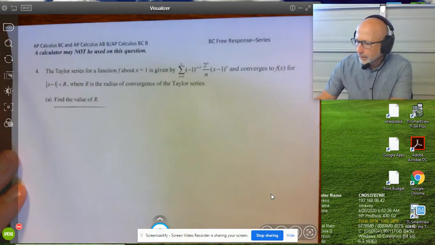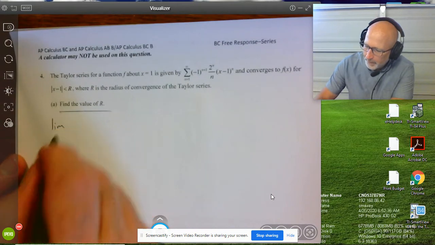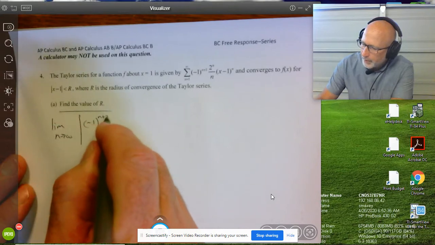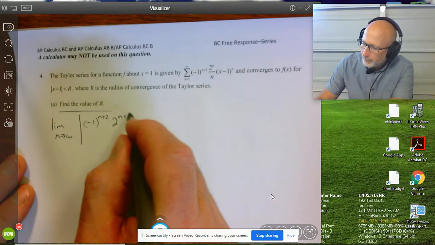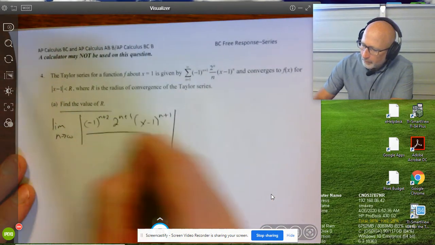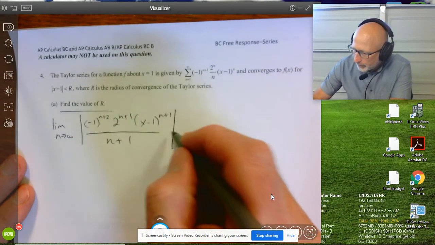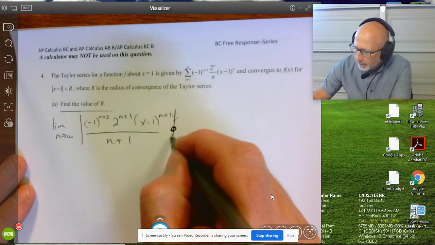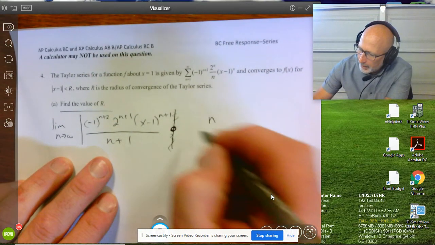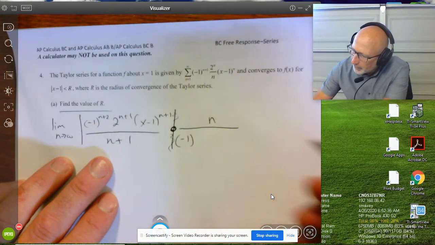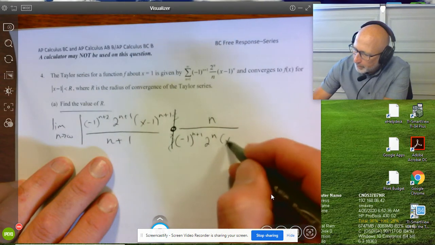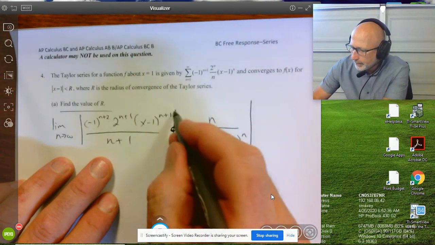Okay, find the value of r. So radius of convergence. I'm going to take the limit as n goes to infinity of the absolute value of negative 1 to the n plus 2 power times 2 to the n plus 1 power times x minus 1 to the n plus 1 power all over n plus 1. Sorry, I should flip this. Then I just have to rewrite this, but everything gets flipped. So now I have n on the top, and on the bottom I have negative 1 to the n plus 1, 2 to the n, and then x minus 1 to the power of n.